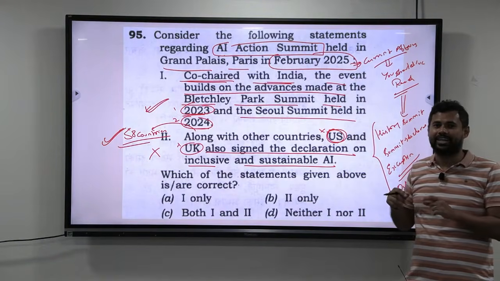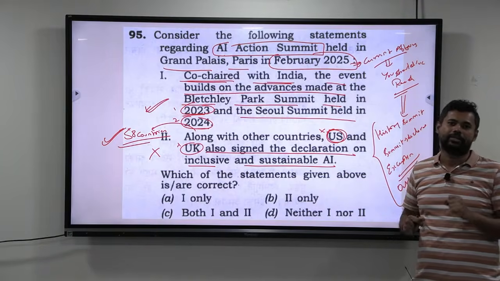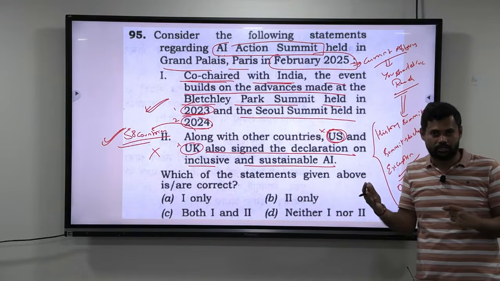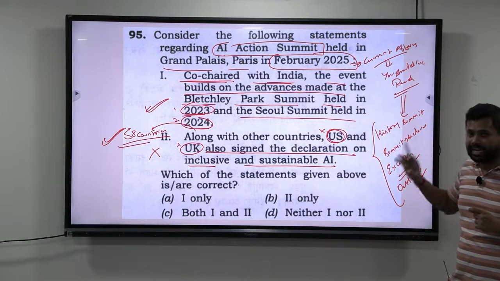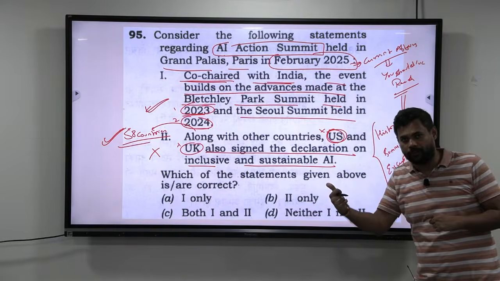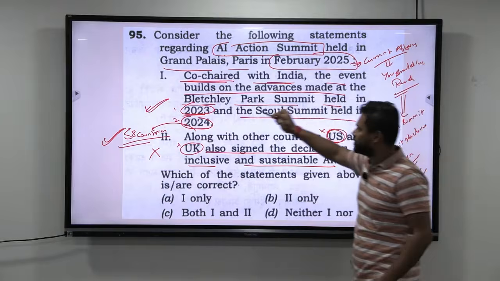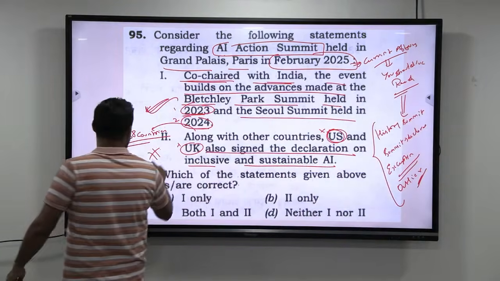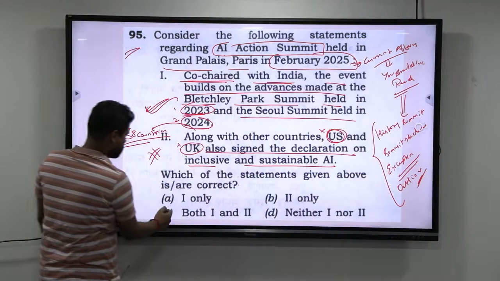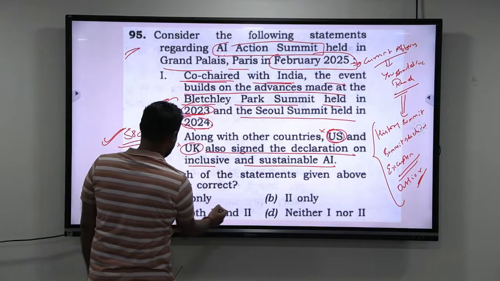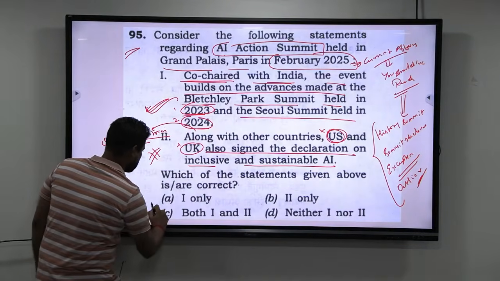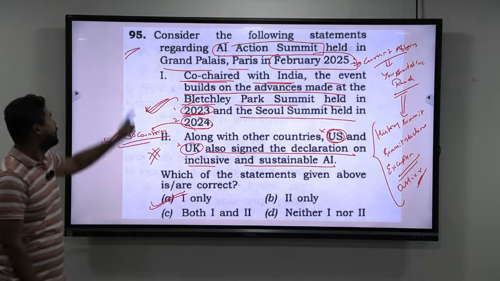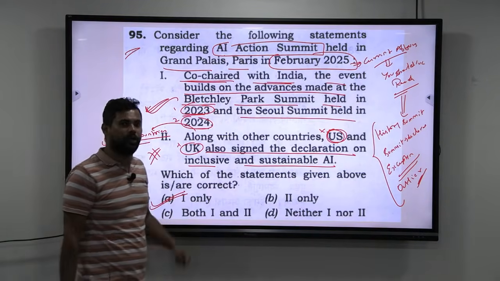Many people will start reading the objectives of the AI Action Summit. That is nothing but English. Don't sit and read English. Look at such dimensions and see where the questions can come from. However, the first statement is correct. The second statement is wrong. So the answer for the 95th question: 1 is correct, 2 is wrong. So the answer is A, 1 only.